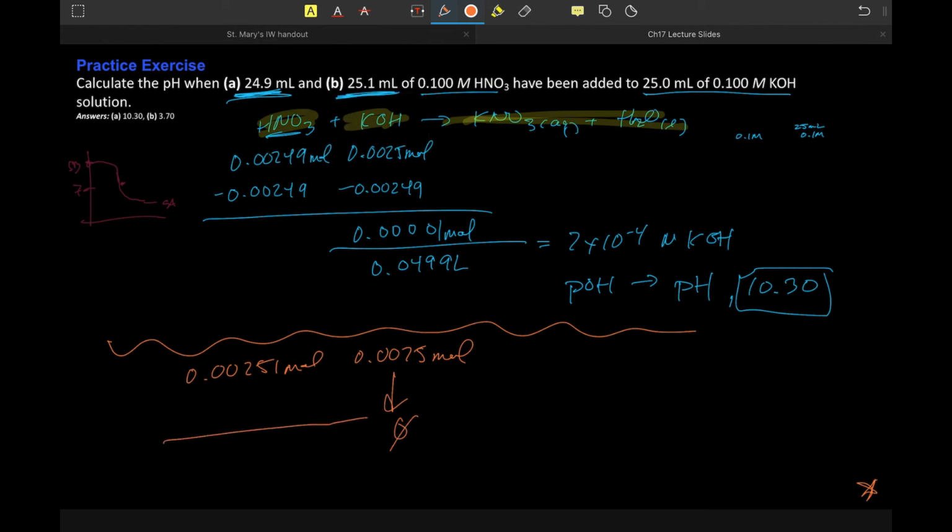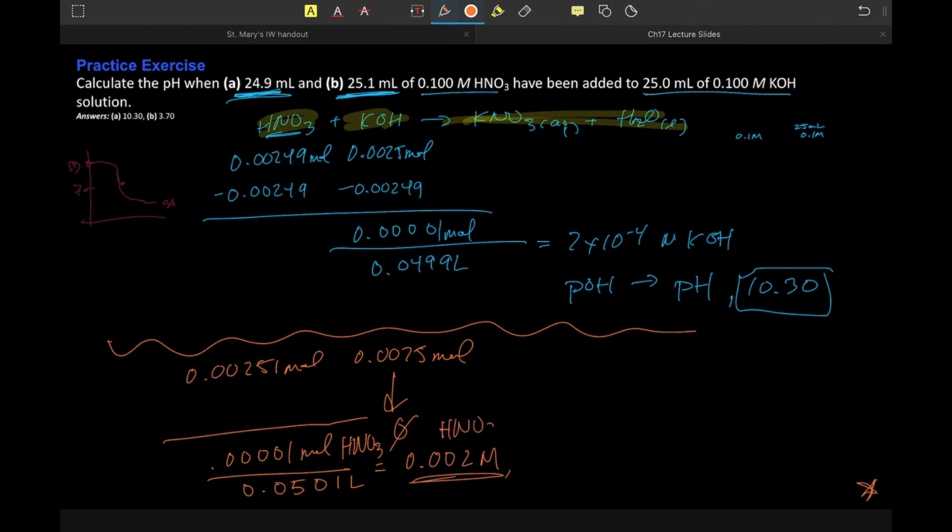And here, clearly, we will have 0.00001 moles of excess, right? Which will then divide by our volume, which will be 0.0501 liters, and then we'll turn that into a molarity and a pH. Oh, and this is HNO3 at this point, right? Okay, and so we get this molarity.